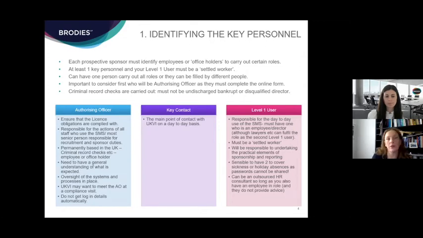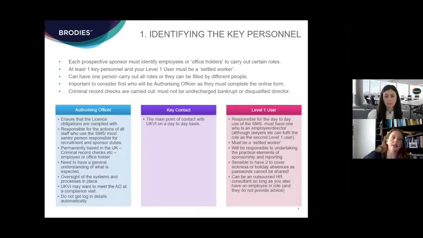But the authorising officer should be senior because they're the person who is responsible for oversight over those systems and processes. And UKVI might want to meet that person if they decide to do a compliance visit with you. That person doesn't automatically get login details to use the system. If you do want that person to have those login details, you would probably add them as a level 1 user as well.